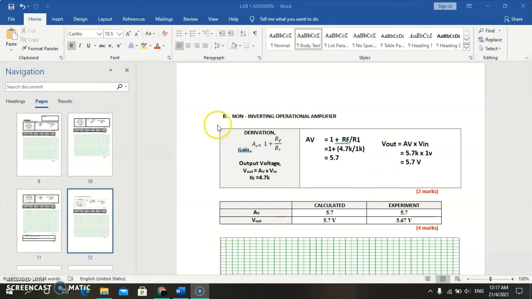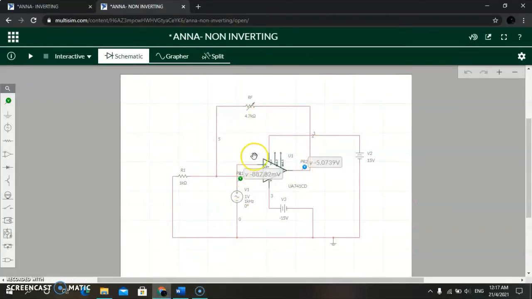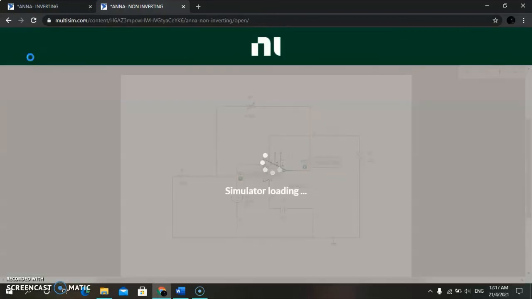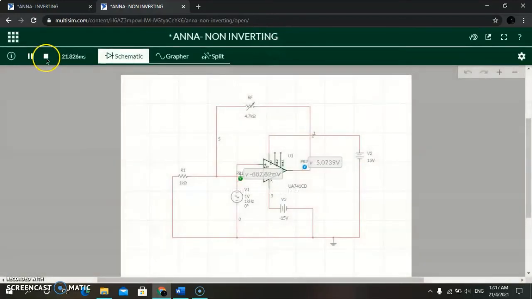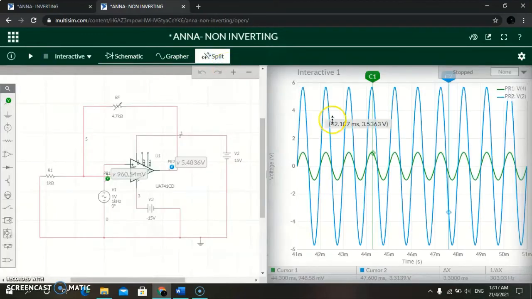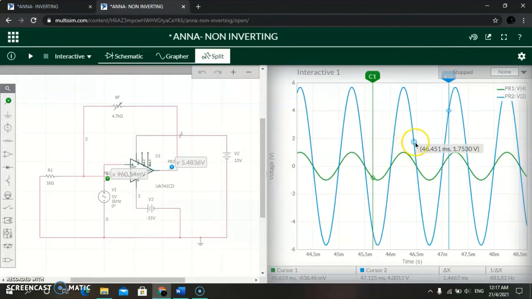Okay, next we will do the non-inverting operational amplifier. Here we have to find the gain and output voltage, Vout. Given RF is 4.7 kilo ohm, I already calculated and we get 5.7 gain and 5.7 volts. This is the circuit with 4.7K, so I run the simulation. Okay, this is the waveform.